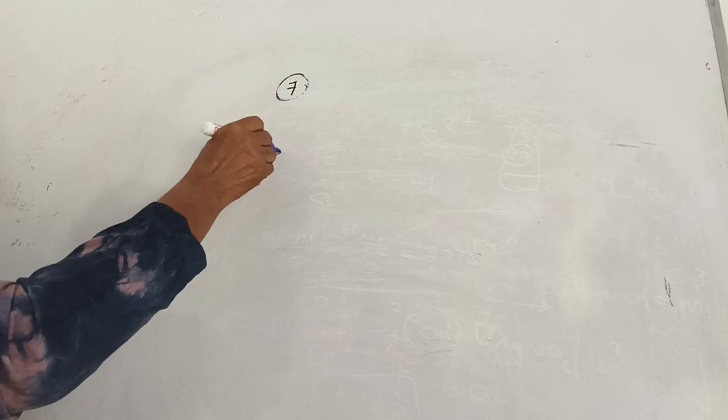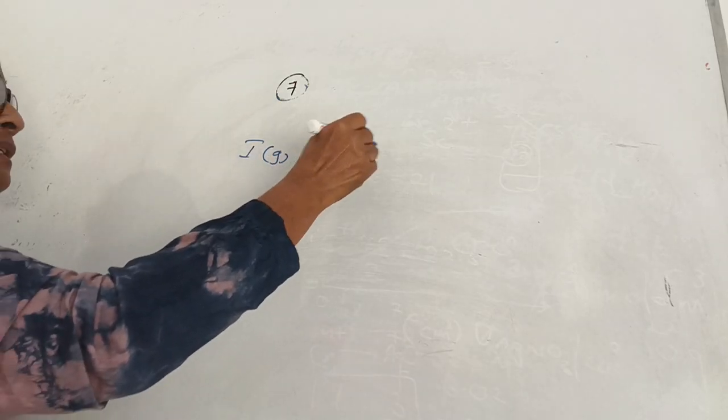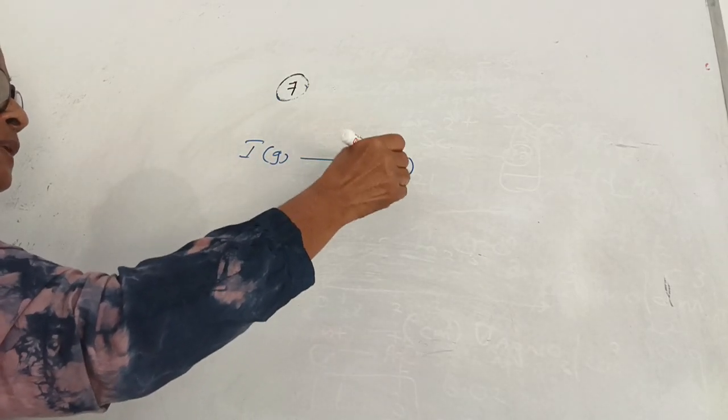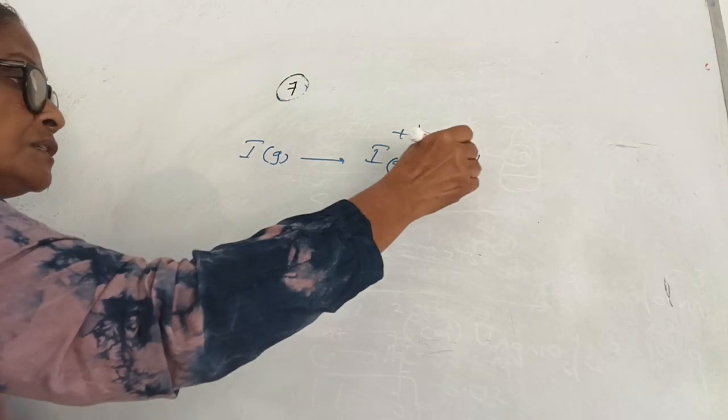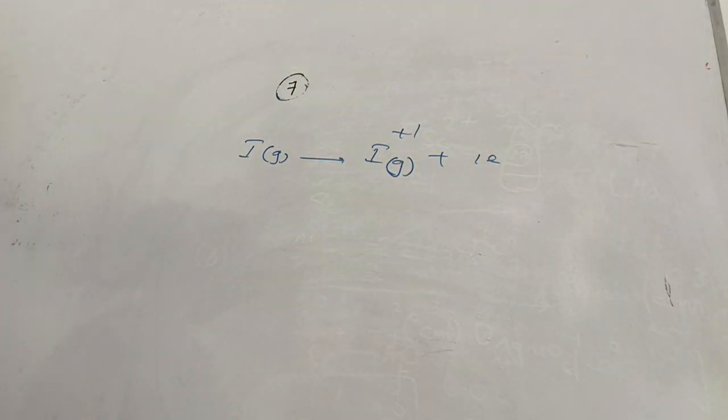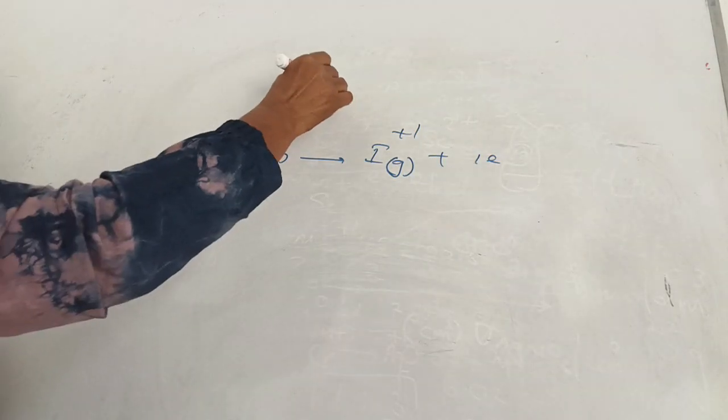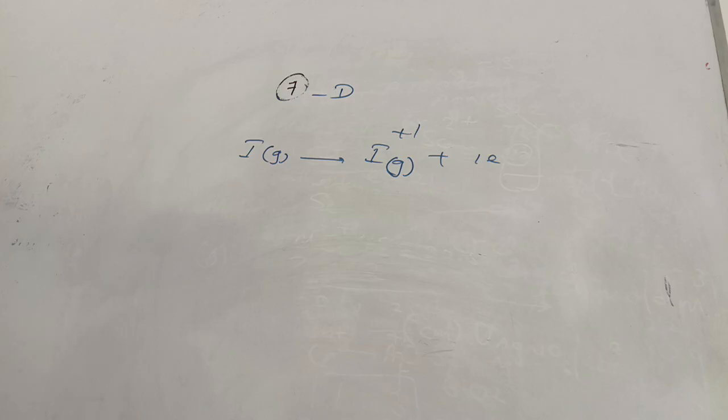Moving on to question number 7, the question asking about the first ionization energy of iodine. Your part is to write down the equation and then compare your answer, because gaseous iodine is converted to iodine with one positive charge by losing one electron. So for the seventh question, the best answer is D.